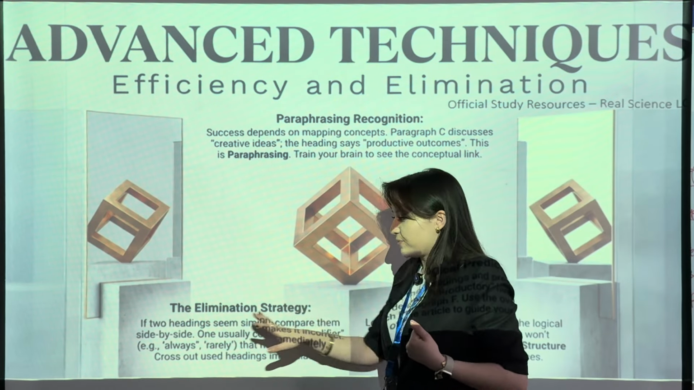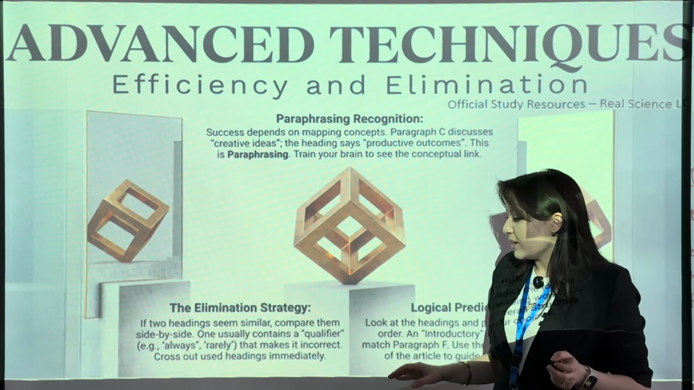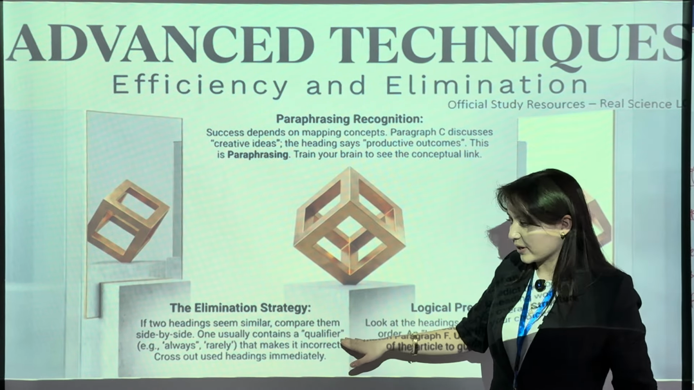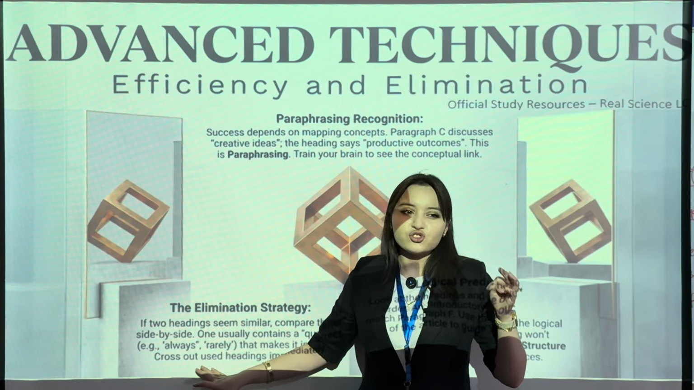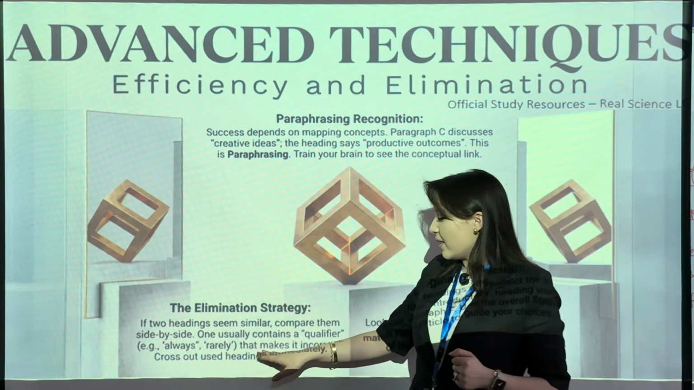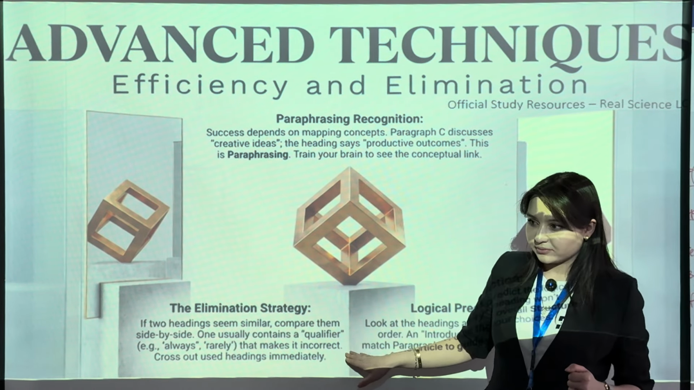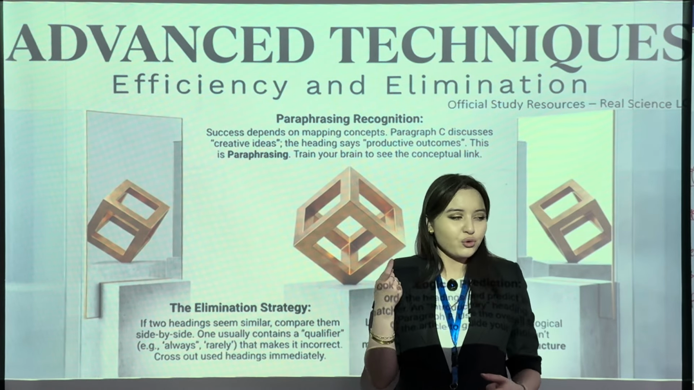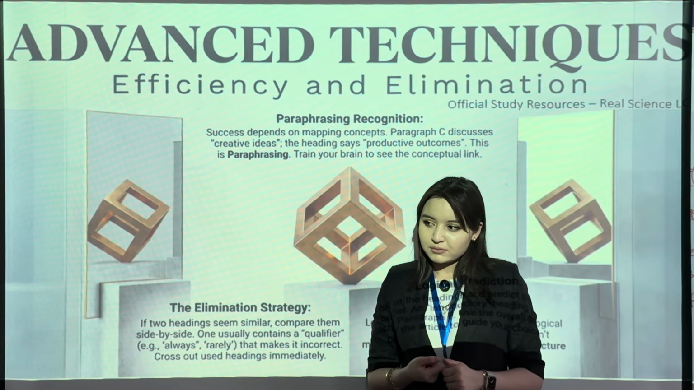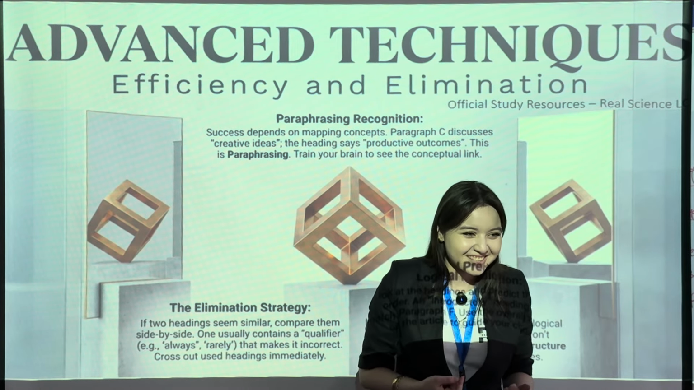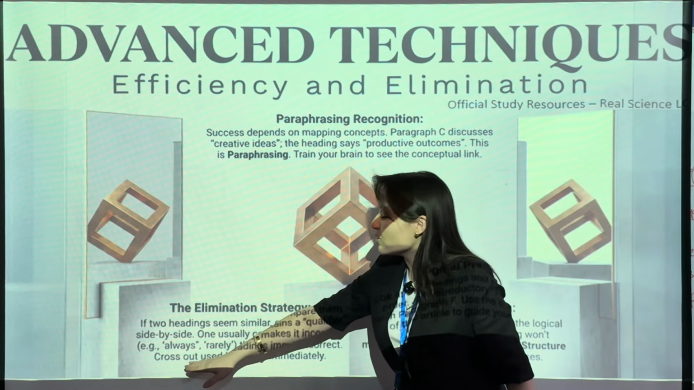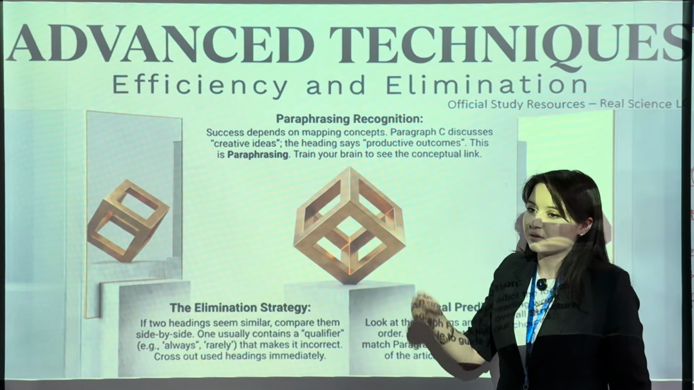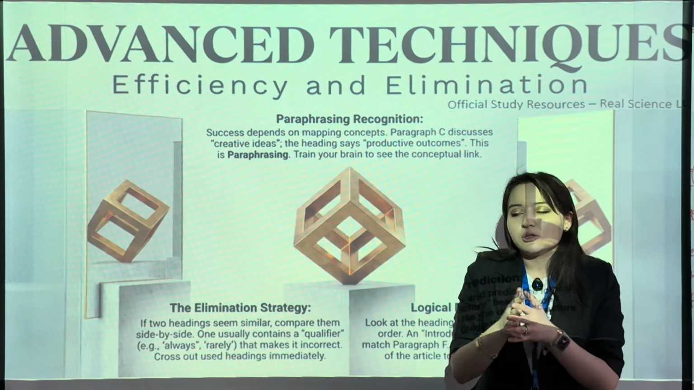The elimination strategy. If two headings seem similar, compare them side by side. One usually contains a qualifier, for example, always, rarely, just, only, or something like this, right? That makes it incorrect. То есть каждое слово side by side you have to analyze. In this sense, you will find some clues. What does it mean, clue? Ай, молодец, ключ к разгадке, правильно? Okay, good. So, cross out used headings immediately. Yes, this is a method of elimination. If you cross out the used headings, it will be easier for you not to lose your concentration and not to confuse.